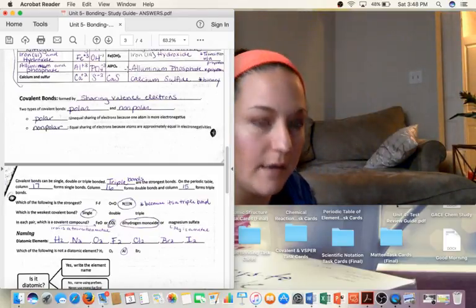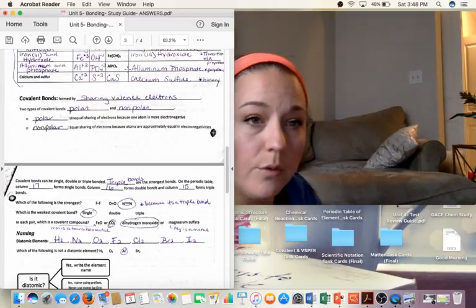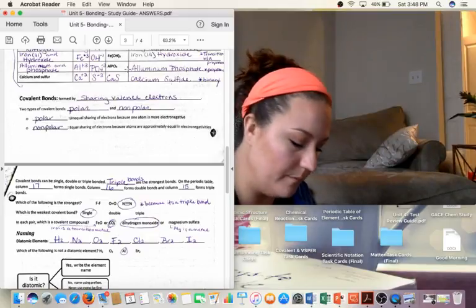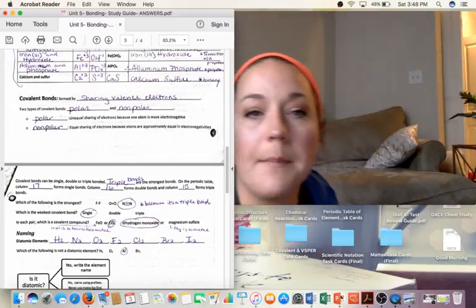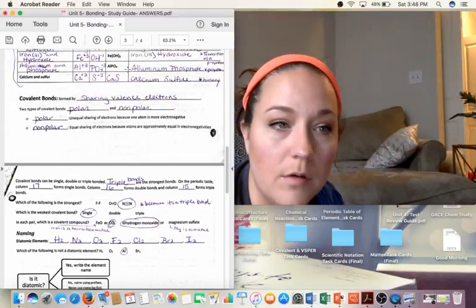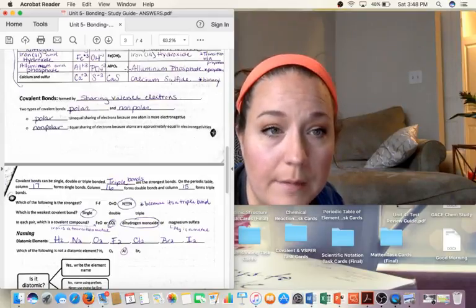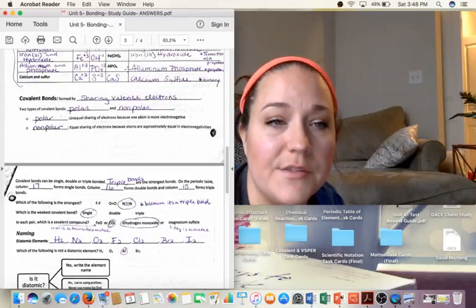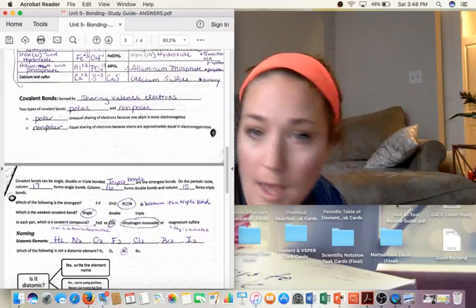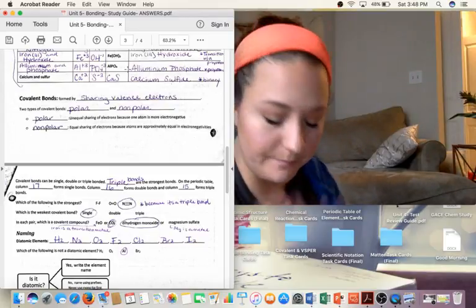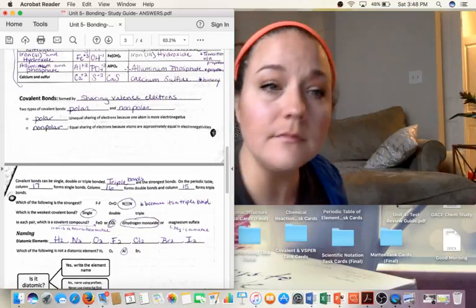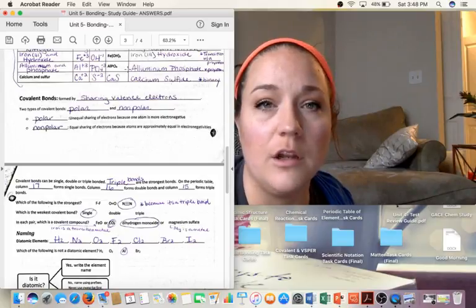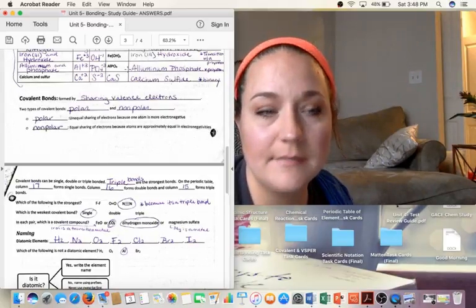All right, the next one, AlPO4, involves aluminum and a polyatomic ion. Aluminum has a +3. PO4, which is phosphate, is going to be a -3. They automatically cancel each other out. So it becomes AlPO4, which is aluminum phosphate.